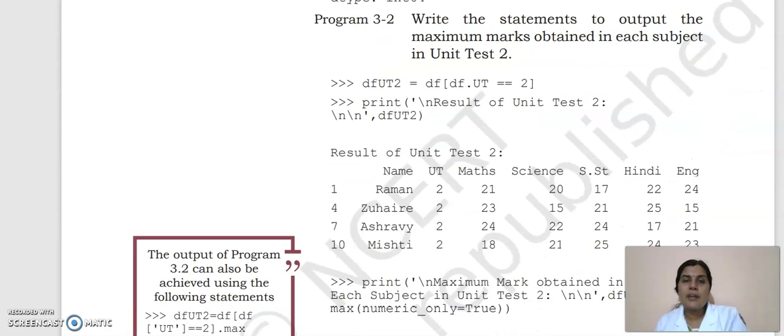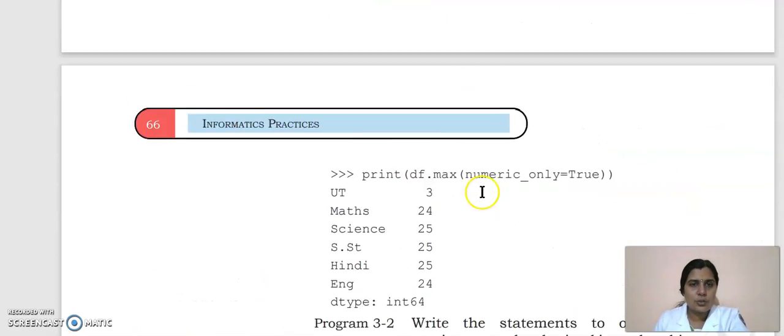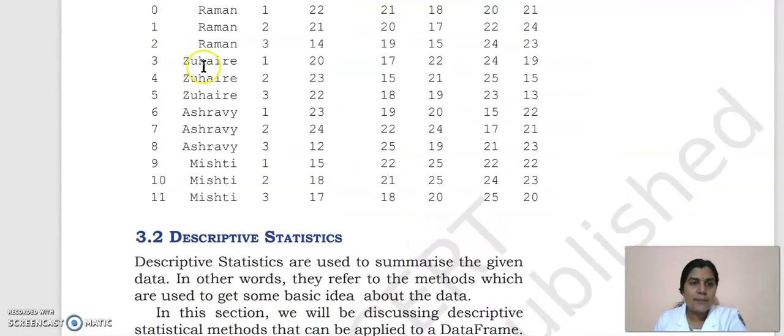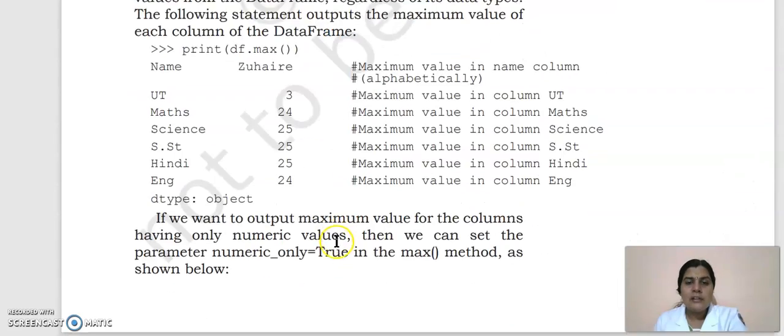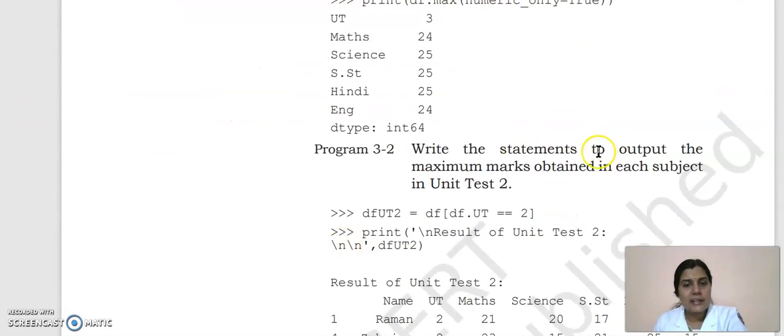The next program is to write the statement to output the maximum marks obtained in each subject in unit test 2. Same question, maximum marks obtained in each subject, but there is a condition. That means only in unit test 2. That means here a column which has unit test 2, this column, this row and so on. So only in the case of unit test 2.